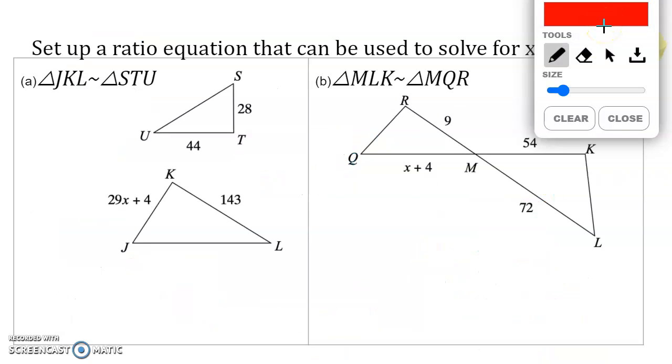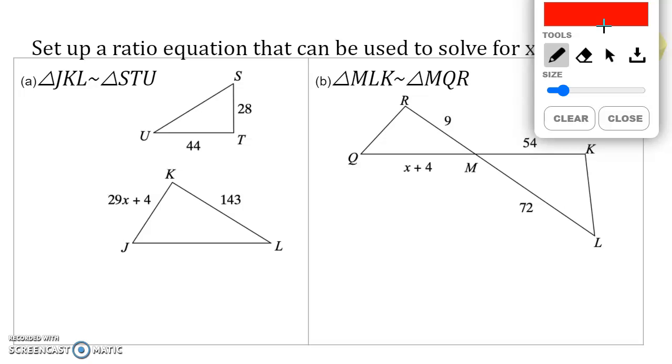Okay, so we need to set up the ratio equation that can be used to solve for x. We're told that triangle JKL is similar to triangle STU. So J corresponds to S, K corresponds to T, L corresponds to U. So now let's look at the ratios that we know.